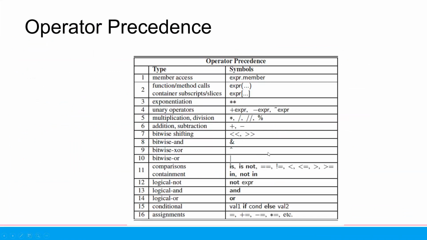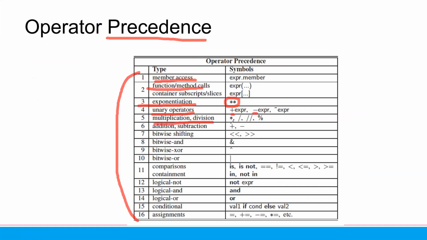Operator precedence. When we have this kind of precedence, it means we know the order. What is the most important and what is the least important? So Python has this kind of operator precedence. The first is the access, and the next is the function call, and then the highest level is exponentiation. After exponentiation, there is a unary operator. Unary operator means plus, the positive number. Negative is the negative number.